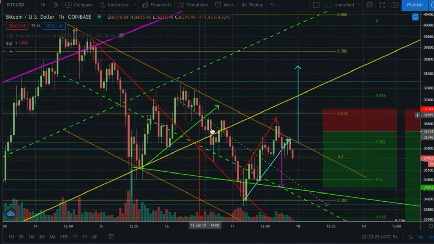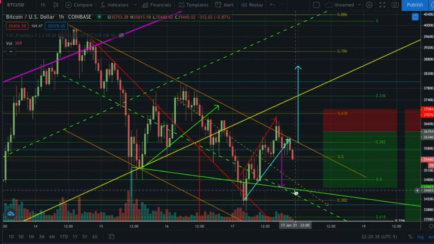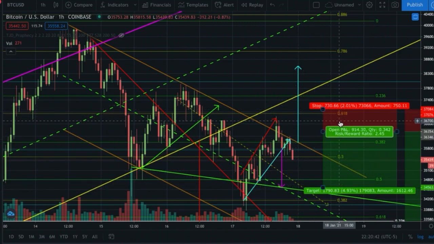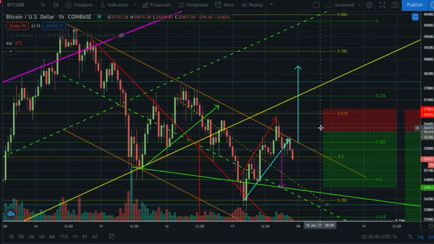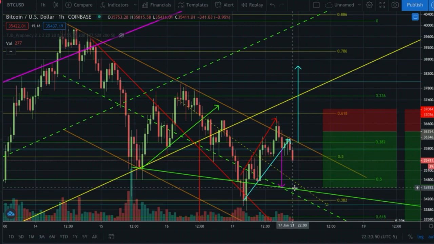Resistance right here. Come back down to it. We have support through here. Come back up. We have resistance through here. Break down from it. And now we have resistance again. Break up through it. And now what I would expect to happen is come down to it and find support. So that is going to be our first take profit area for the 2.5 to 1 risk reward trade right here. So when we come down here and we touch that, I will take profits on a portion of my position.